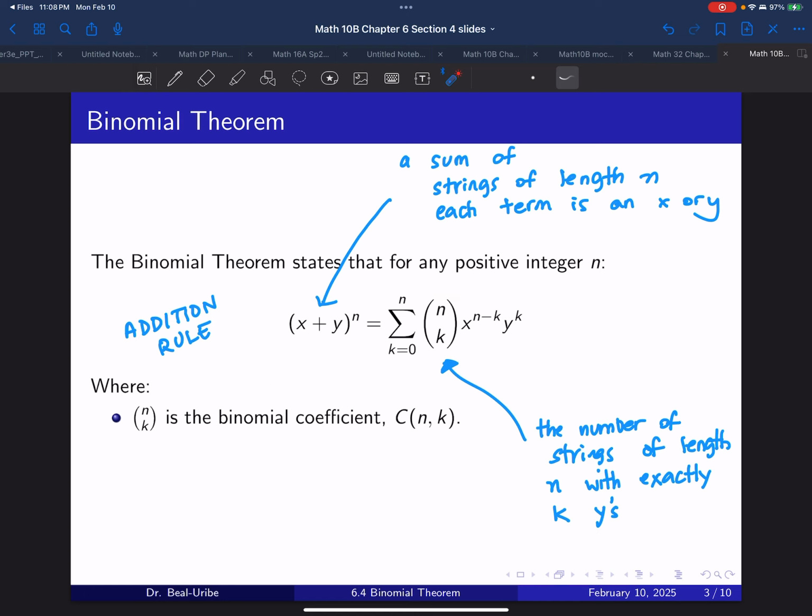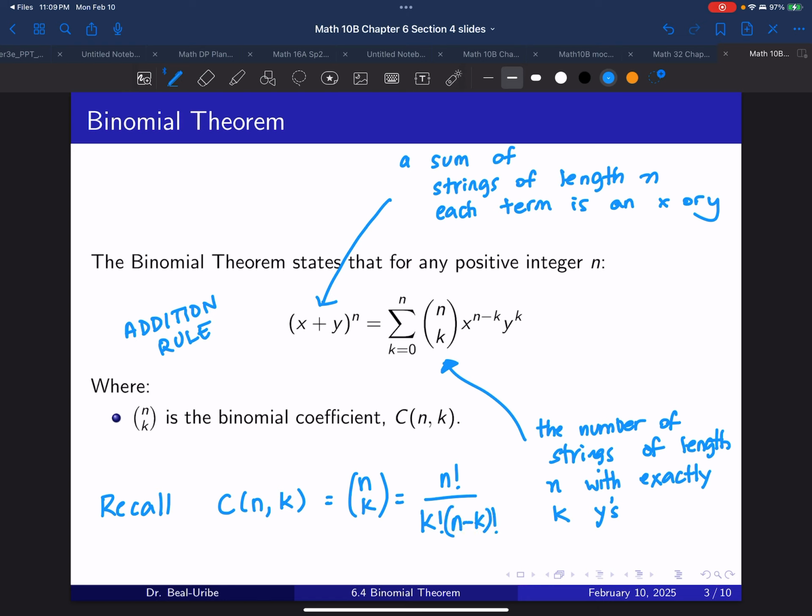We've really just given a proof, and we see why the n choose k is our binomial coefficient. And just recall that we have this notation for the combination here, n choose k, and it means n factorial over k factorial times (n minus k) factorial. So that's what it means.